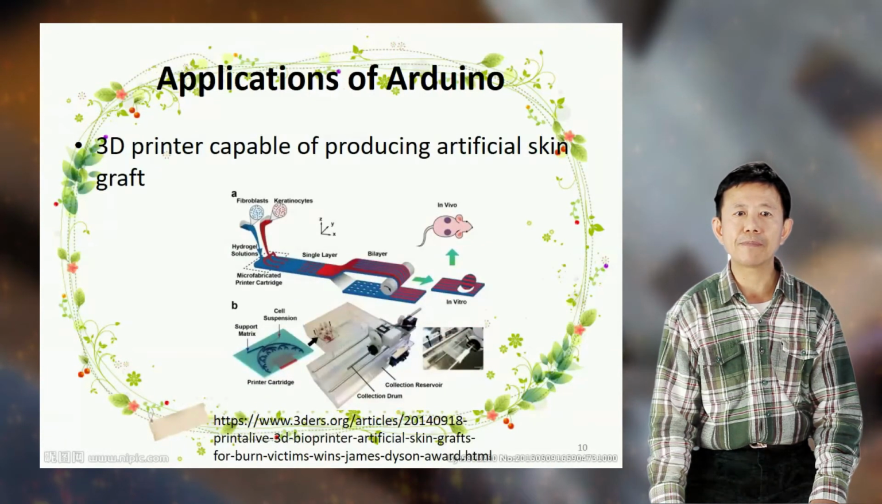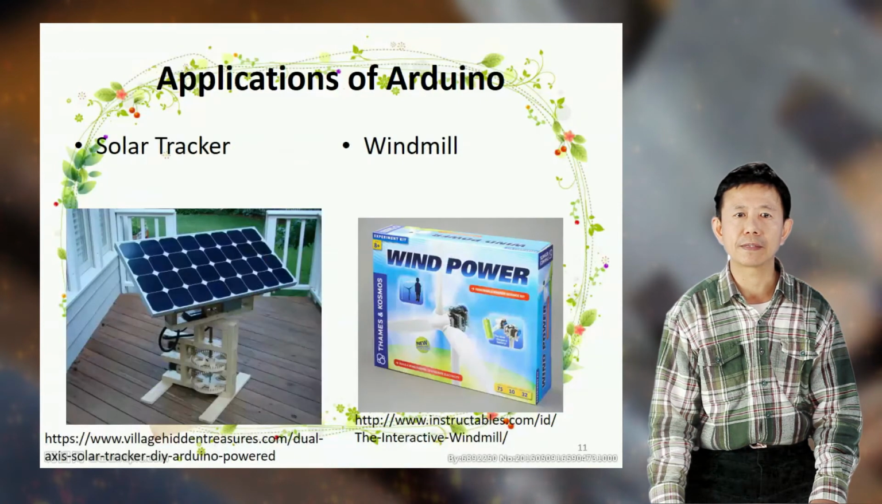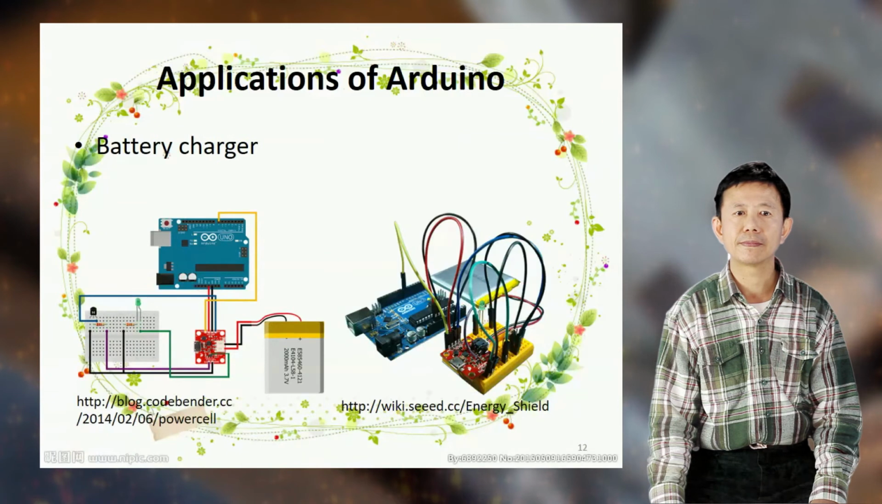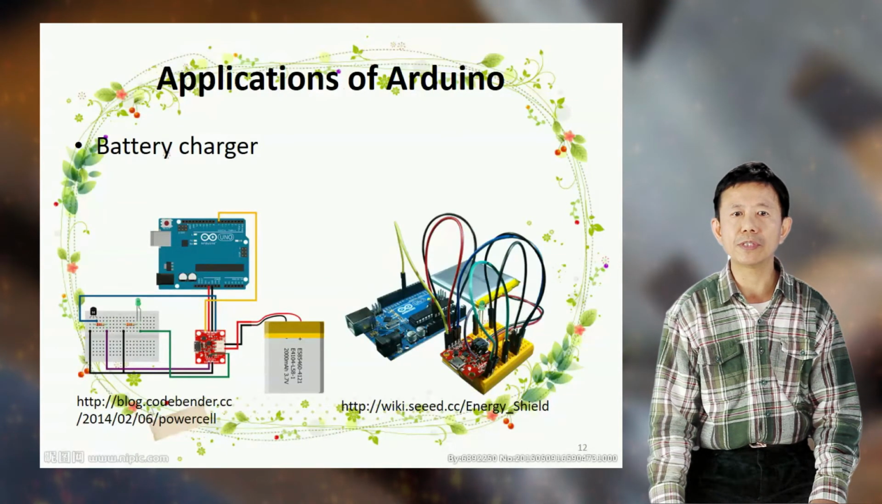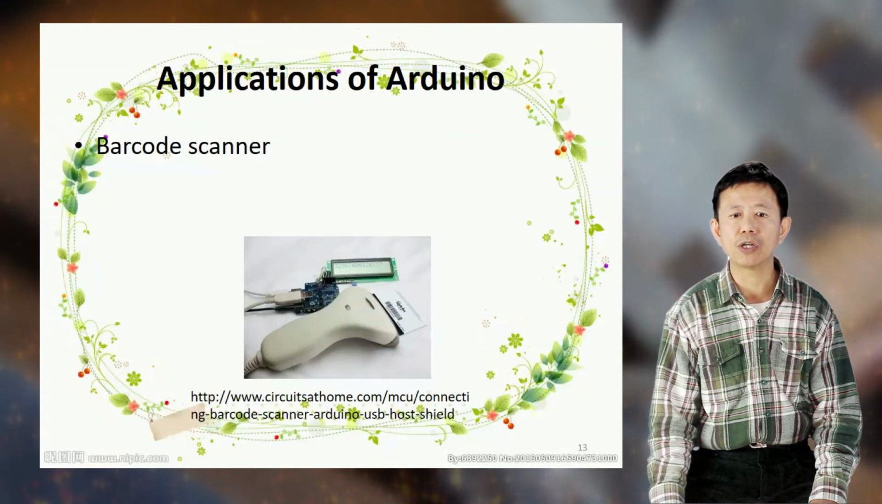An Arduino 3D printer capable of producing artificial skin graft wins James Dyson's Award in Canada in 2014. Also, Arduino is used in reusable energy projects, such as solar tracker and windmill. And the generated electricity can be stored using Arduino battery charger. Now, this slide shows a project using Arduino to make a barcode scanner.